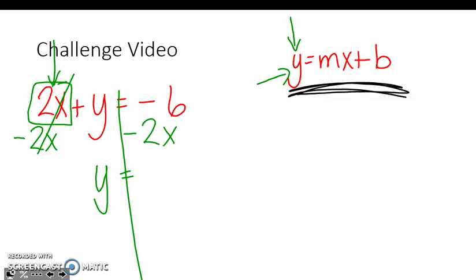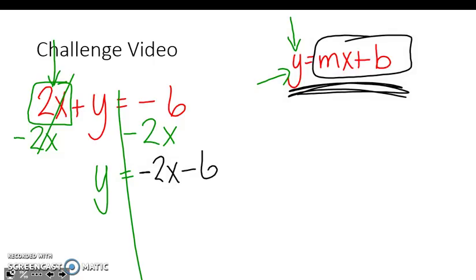We cannot combine this negative 6 and the negative 2x because the negative 2x has a variable and the negative 6 does not. We just want to rewrite it so that it looks like mx plus b. So you want to write negative 2x. Negative 2 is going to be our slope. And then minus 6, which is going to be our y-intercept.